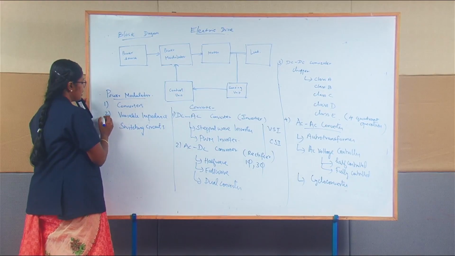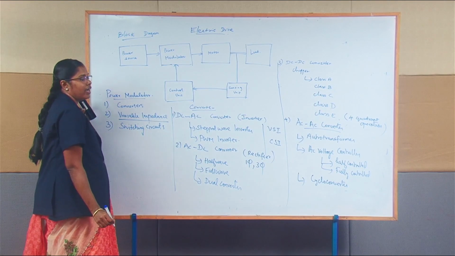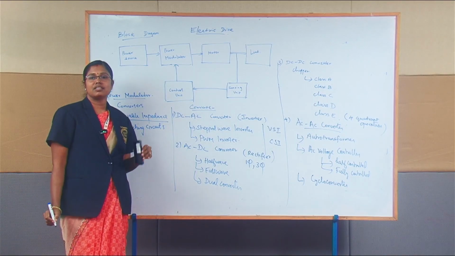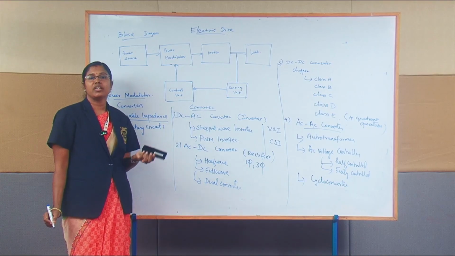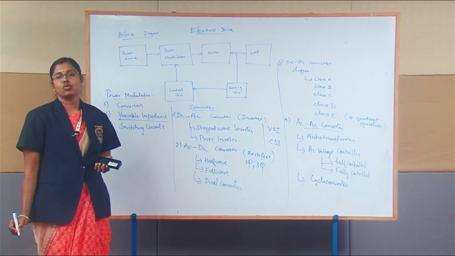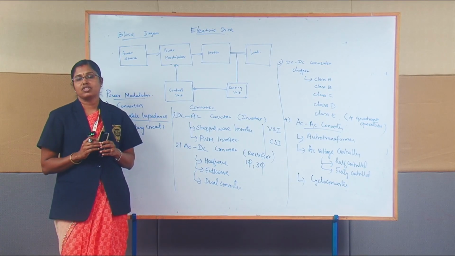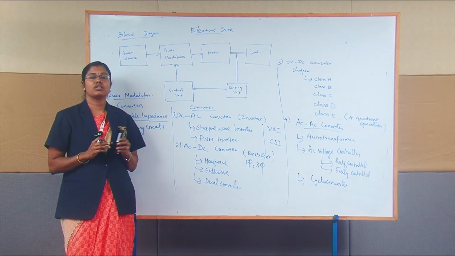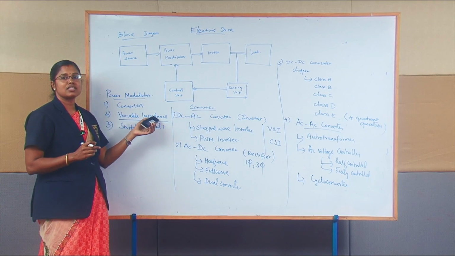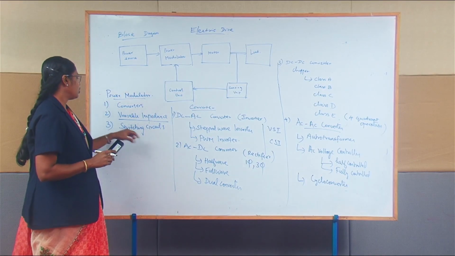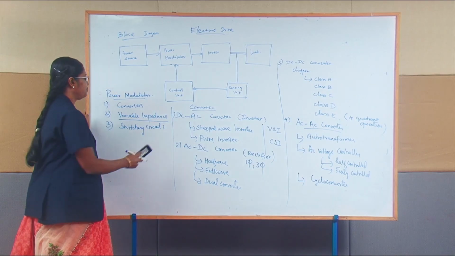And I said the second type of power modulator is variable impedance. While discussing the function of power modulator, the second point which I discussed is that the main function of power modulator is to limit the motor current and the source current within the permissible value during transient operation like starting and braking. So this is done by using a variable impedance. Variable impedance is nothing but variable resistor and inductor which is inserted into the circuit. That is variable impedance.